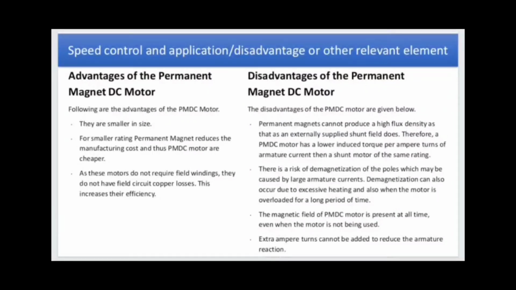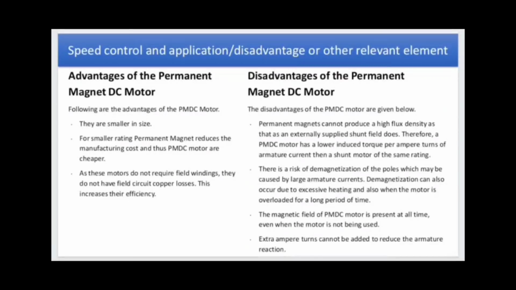Disadvantages of the permanent magnet DC motor. The disadvantages of the PMDC motor are given below. Permanent magnets cannot produce a high flux density as an externally supplied shunt field does. Therefore, all PMDC motors have a lower induced torque per ampere turn of armature current than a shunt motor of the same rating.